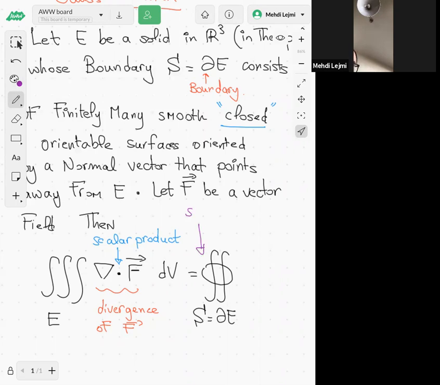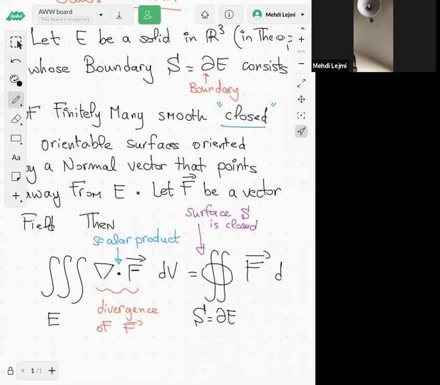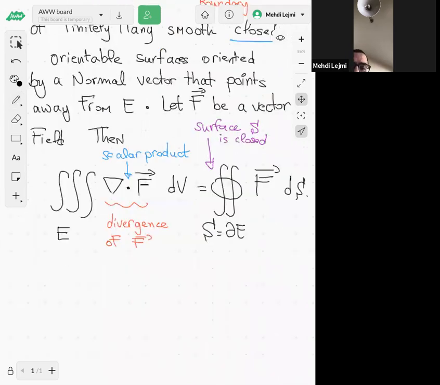So this means that the surface S is closed. You know, it's like for curves. We have closed curves, right? We can define the same thing also for closed surfaces. I'm going to explain it in a minute. So this is the surface integral of the vector field F. Okay, so first, what do I mean by closed surface?